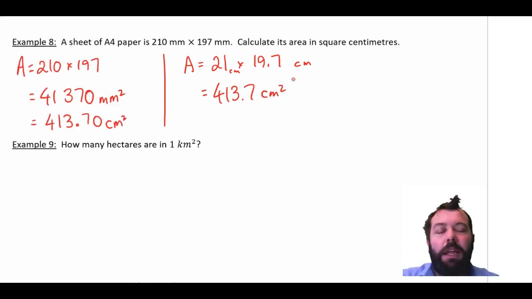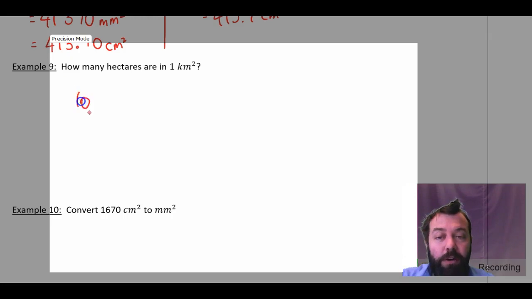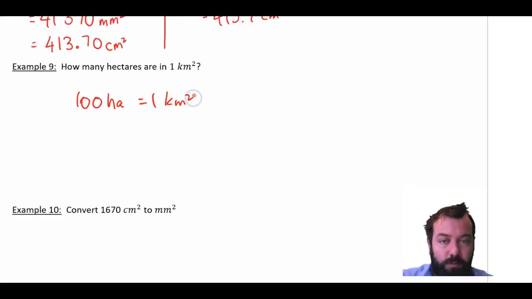Square centimeters. Either of those works fine. I would typically convert to centimeters at the beginning, not convert my square centimeters. Now, how many hectares are in 1 square kilometer? It's listed here as an example. I would just remember that figure and say that there are 100 hectares. HA is the abbreviation, is 1 square kilometer.